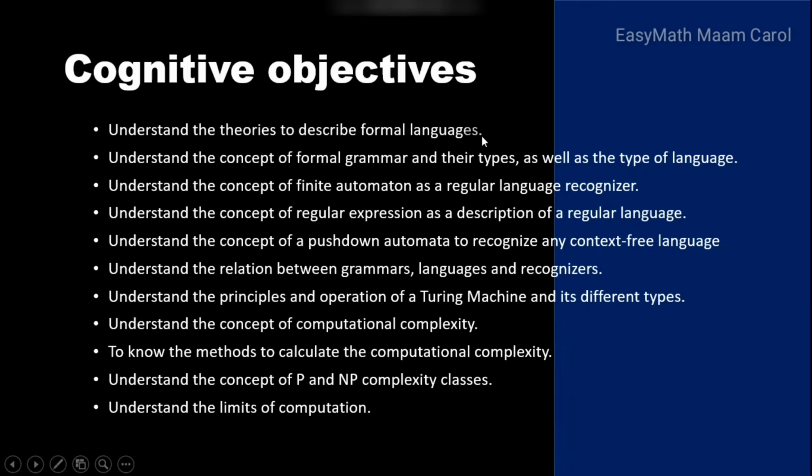The theories to describe formal languages, the concept of formal grammar and their types, as well as the type of language, the concept of finite automaton as a regular language recognizer, the concept of regular expression as a description of a regular language, the concept of a push-down automata to recognize any context-free language, the relation between grammars, languages, and recognizers, the principles and operation of a Turing machine and its different types, the concept of computational complexity, the methods to calculate the computational complexity, the concept of P and NP complexity classes, and the limits of computation.